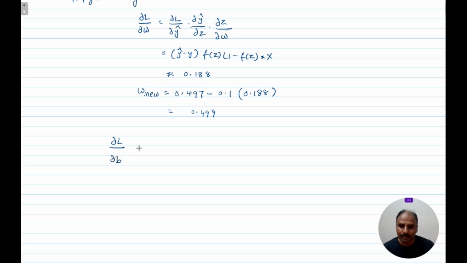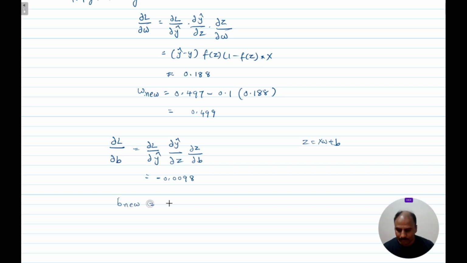Next one is ∂L/∂b. So this is ∂L/∂ŷ, ∂ŷ/∂z, ∂z/∂b. So again ∂z/∂b will come, because z equal to xw plus b, it will always be 1. So this will give you minus 0.0098.